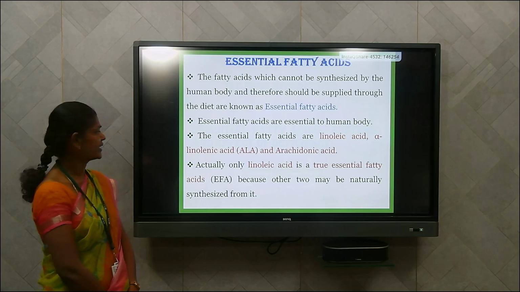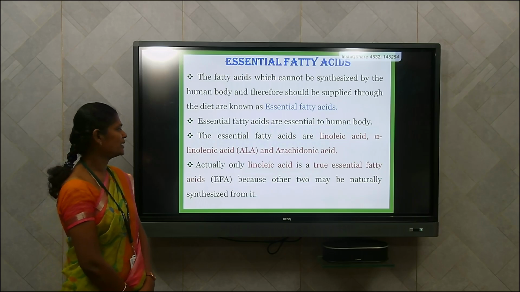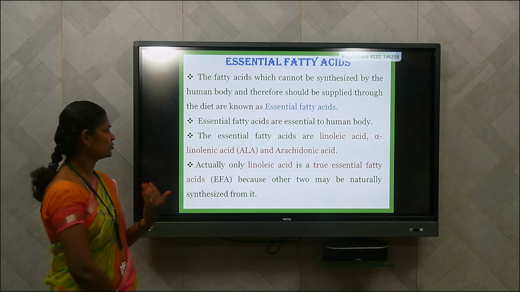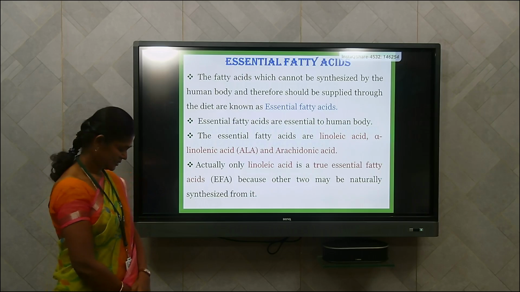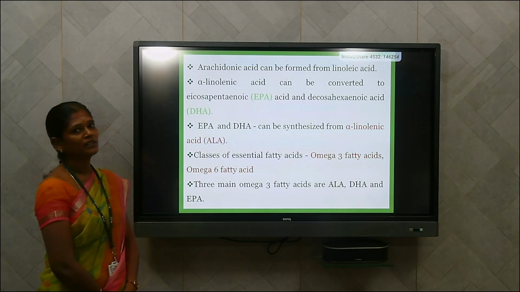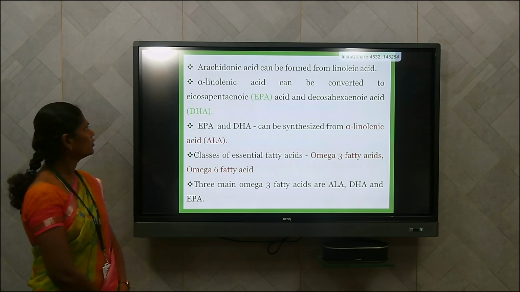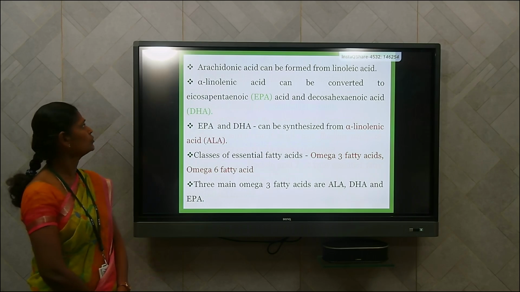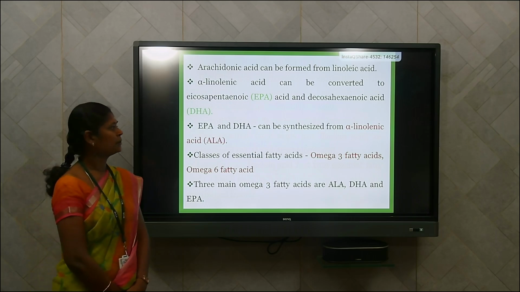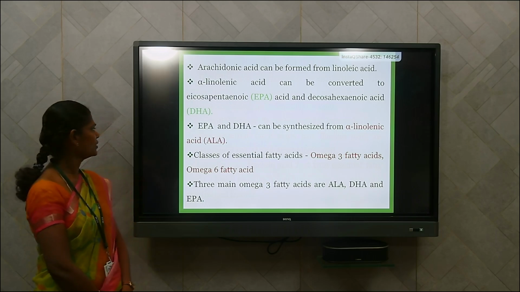These essential fatty acids are essential to the human body, and these are linoleic acid, alpha linolenic acid, and arachidonic acid. Actually, linoleic acid is called a true essential fatty acid because the other two can be synthesized. Arachidonic acid can be formed from linoleic acid, and alpha linolenic acid can be converted to eicosapentaenoic acid and docosahexaenoic acid.